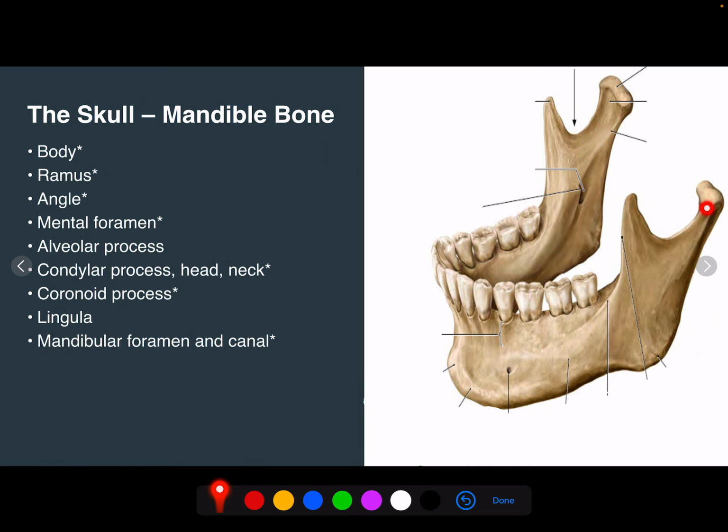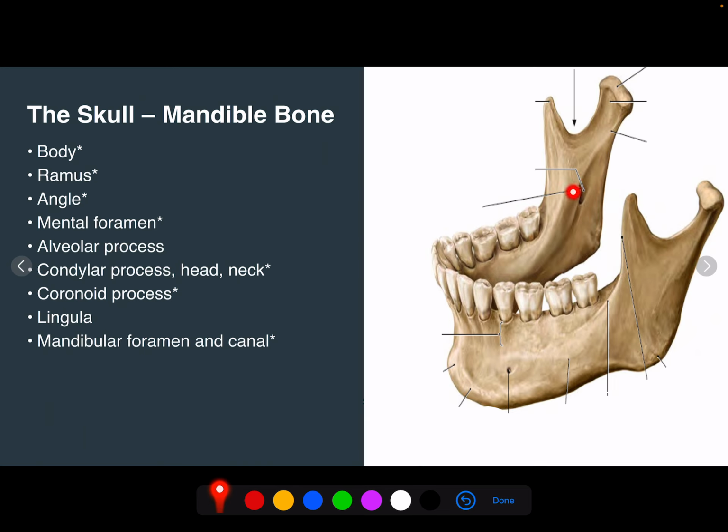The head here is its articular surface, and the neck lies just below it. Moving anteriorly, we can see an anterior and superior projection of what we call the coronoid process. And this is one of the attachments for the temporalis muscle. Our lingula is going to be this small, almost tongue-shaped projection on the medial wall of the ramus, or the medial ramus, I guess you could call it.